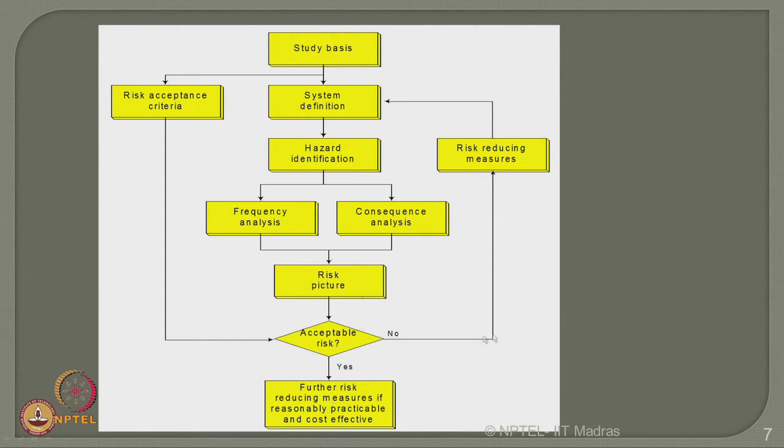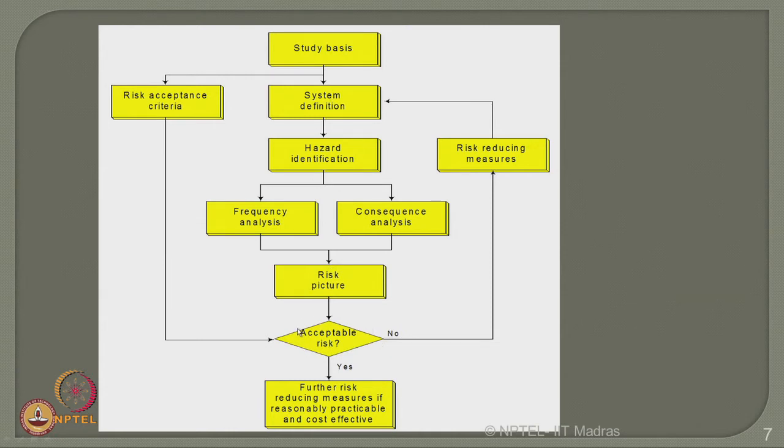If they are not acceptable, then I must do risk reducing measures and get back to the definition of the system with modified design values, then perform the same flow of operations again, and we keep on doing this until the risk picture we get from the modified system comes to an acceptable level of risk.